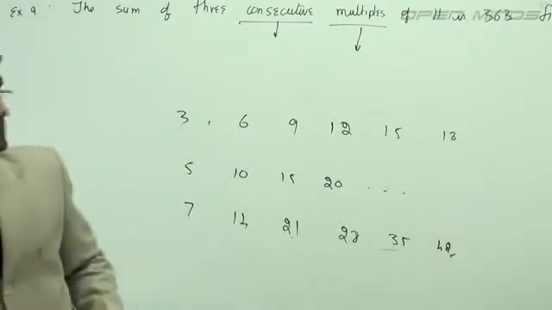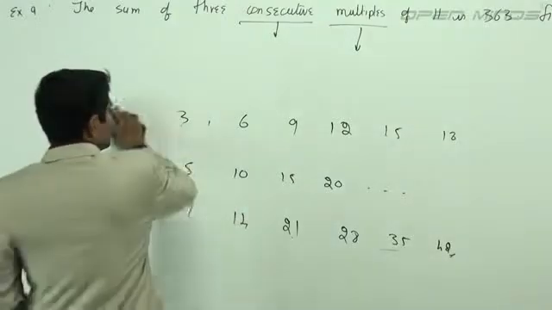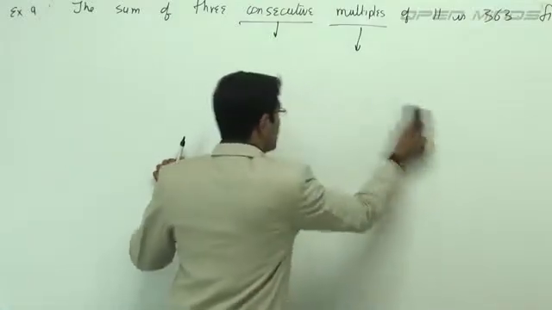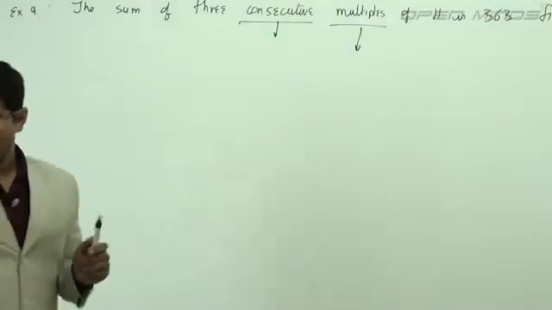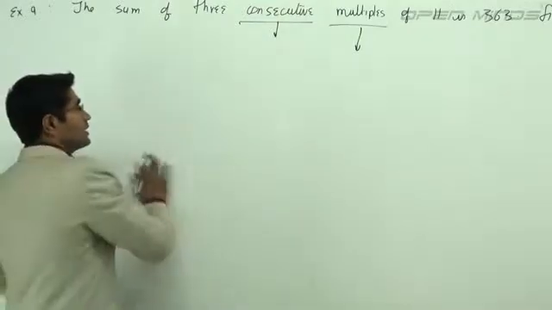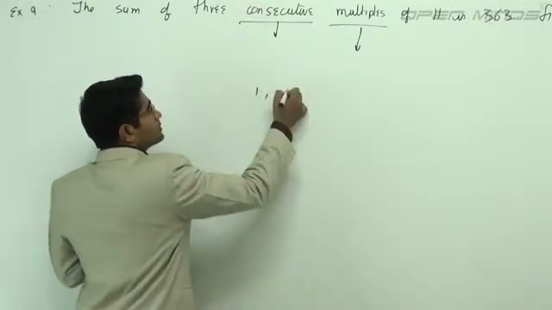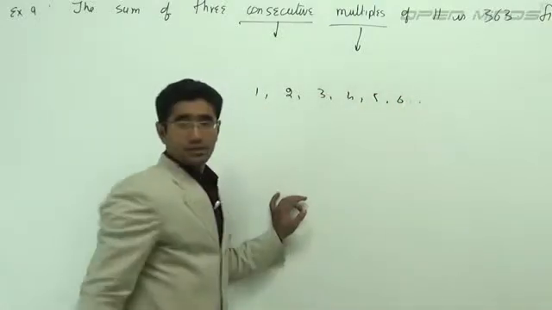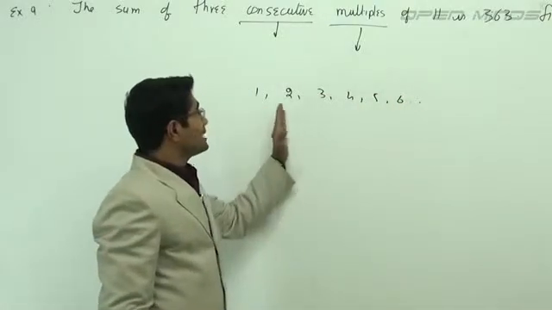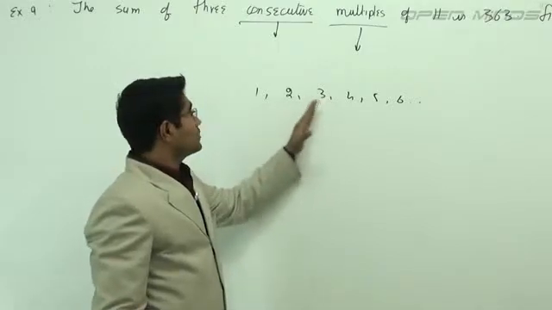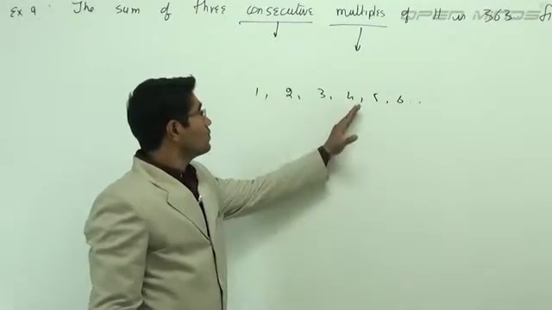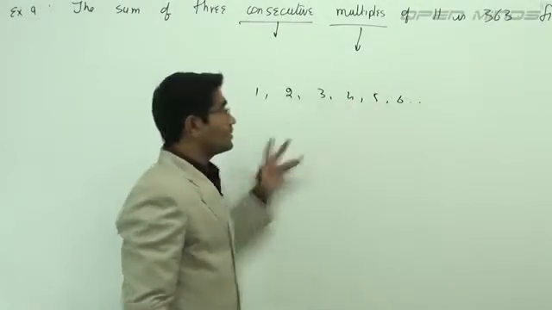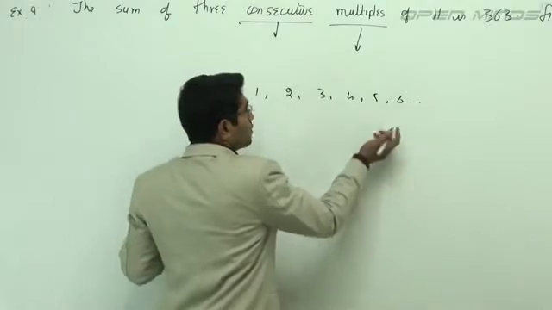Now let's talk about this. We know what multiples are. Now, what are consecutive multiples? What exactly is consecutive? The word consecutive. Let's say I have 1, 2, 3, 4, 5, 6, and these are numbers basically, right? So consecutive is next to each other. I can say 3 is consecutive to 2. I can say 4 is consecutive to 3. I can say 5 is consecutive to 4. So the next numbers are called consecutives.